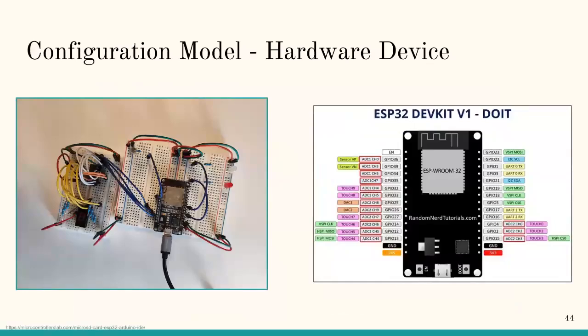Moving on, we have the configuration model. The configuration model is used to describe the device's behavior and how it can interact with the different devices in the system. In our case, we use an ESP32 when creating a smart light system. The ESP32 has many pins, as you can see on the sides, and these pins are what it uses to interact with different devices like LEDs.